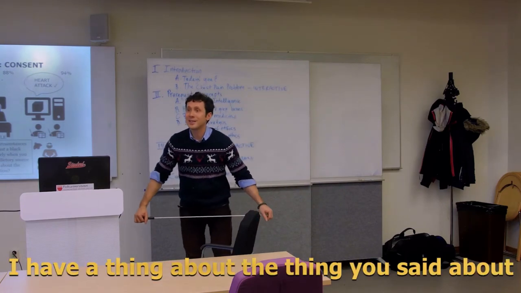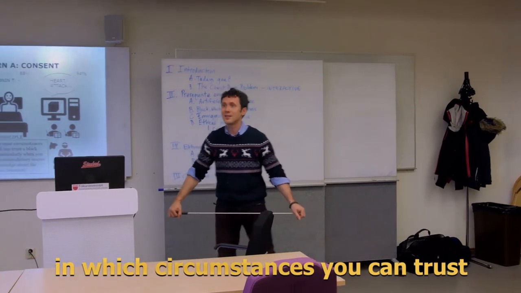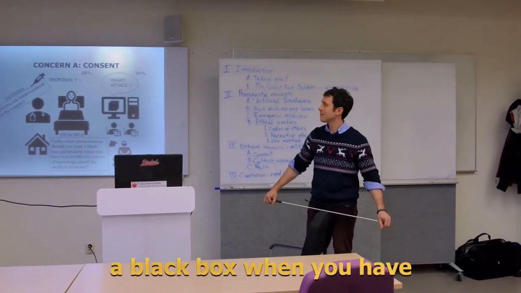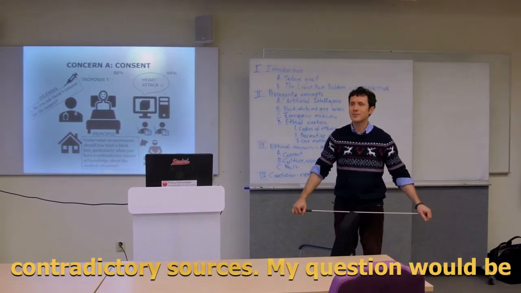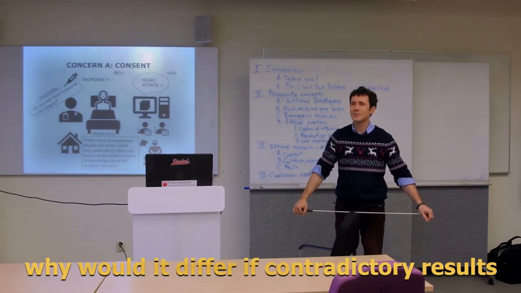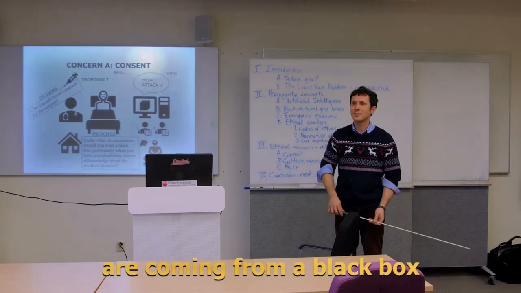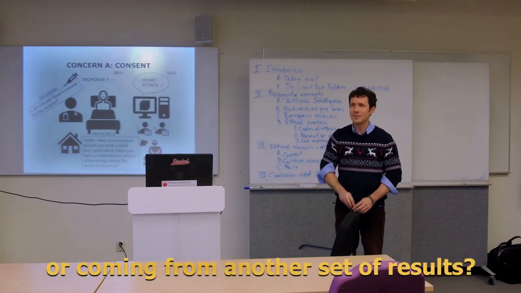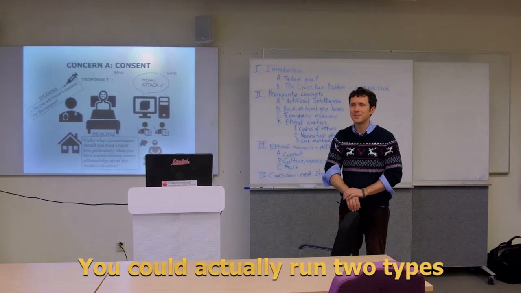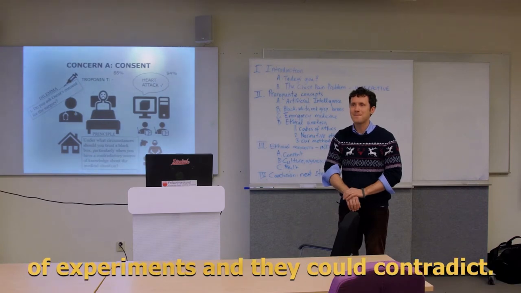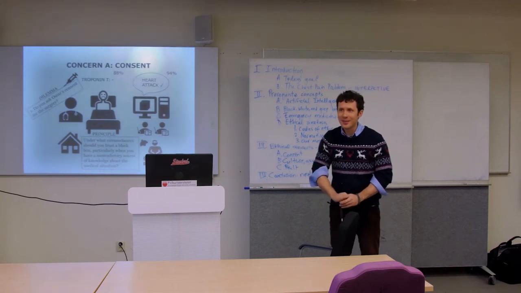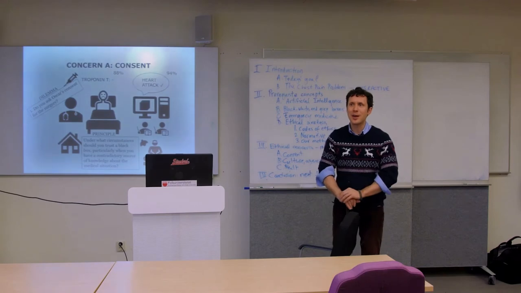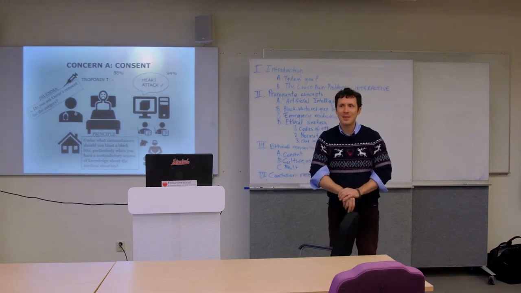Thank you. I have a question about what you said, that in some circumstances you can trust the black box when you have contradictory sources. Why would it differ if the contradictory result is coming from a black box or coming from another set of results? You can actually run two types of experiments and they could contradict. Why does black boxing it actually matter? Okay, we'll talk about that and the irrational primacy effect in a moment.